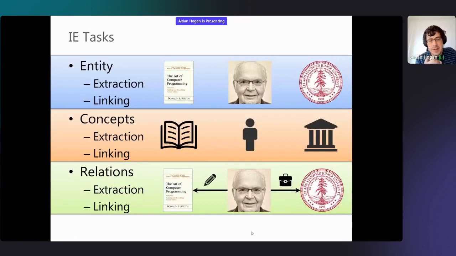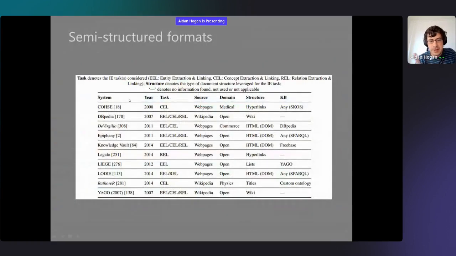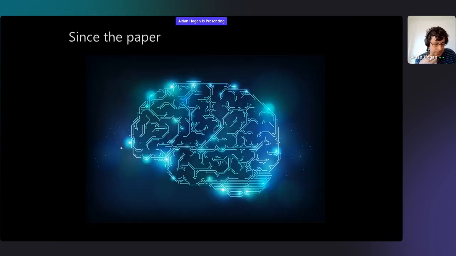So these are the three tasks we've discussed. As mentioned before, we focused on text. There is some discussion on semi-structured formats in the paper. Here you see some of the works, mainly for extracting from the web, from HTML pages, whatever it might be, from wikis and so forth. And that's pretty much the survey.